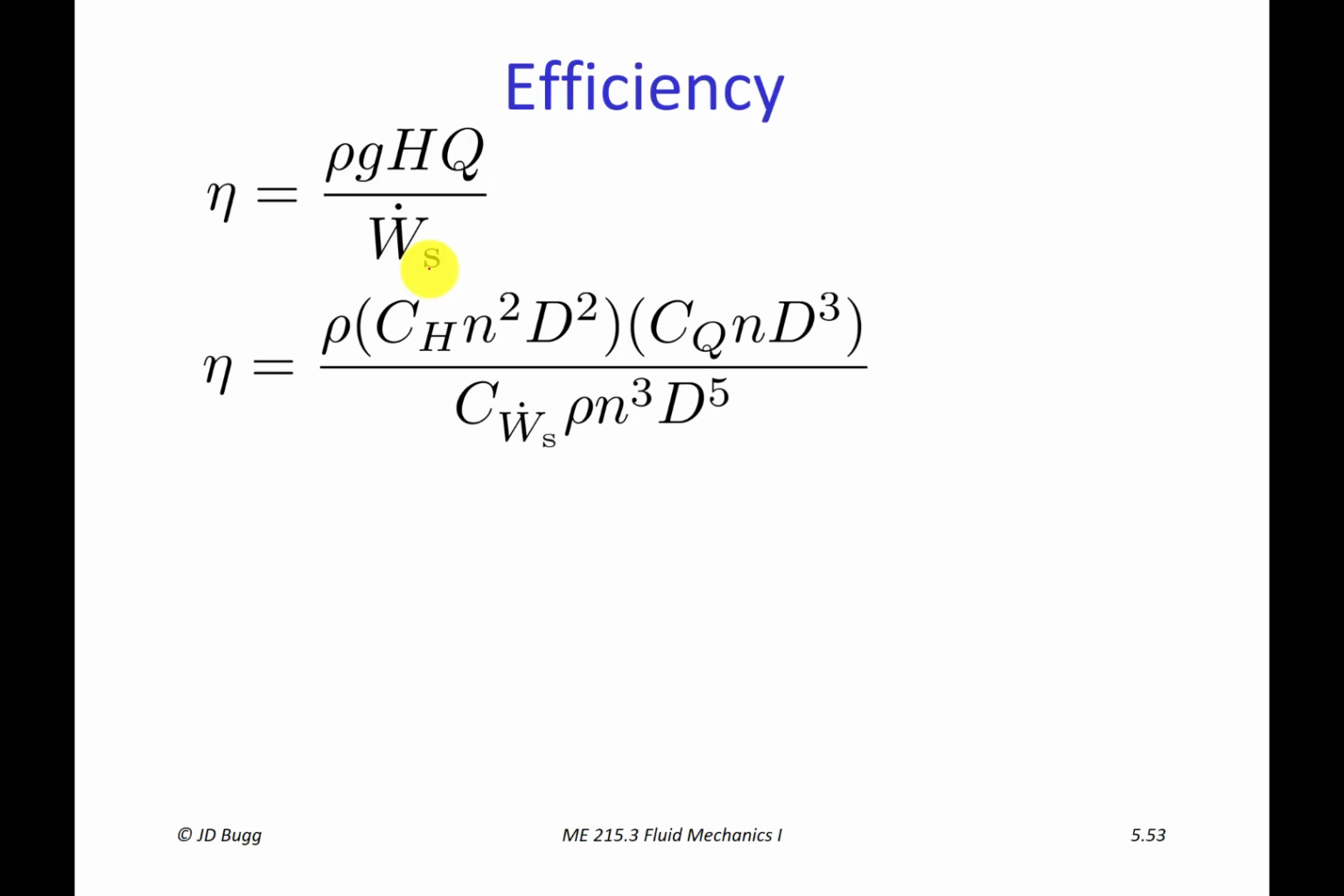So we can just substitute in. We're going to substitute in for our head coefficient. So this gH becomes the head coefficient times n squared d squared.